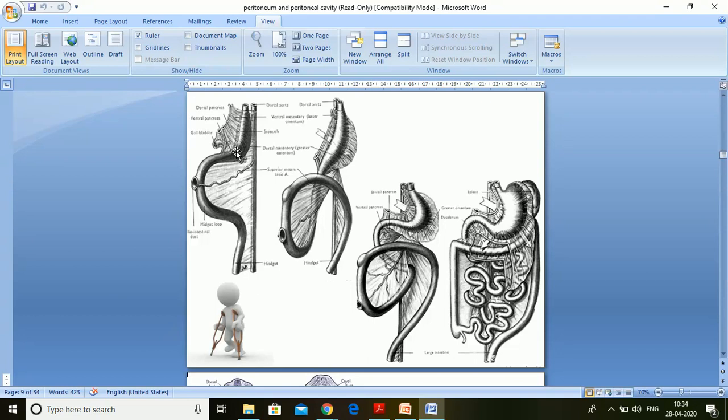And during the developmental phase, they undergo rotation. The gut itself undergoes rotation, because of which some of the organs go retroperitoneal, for example, the pancreas and the spleen. So these organs go retroperitoneal because of the rotation of the gut. This is the development image of the peritoneum, and the tissue which you see within the intestine is called the mesogastrium.